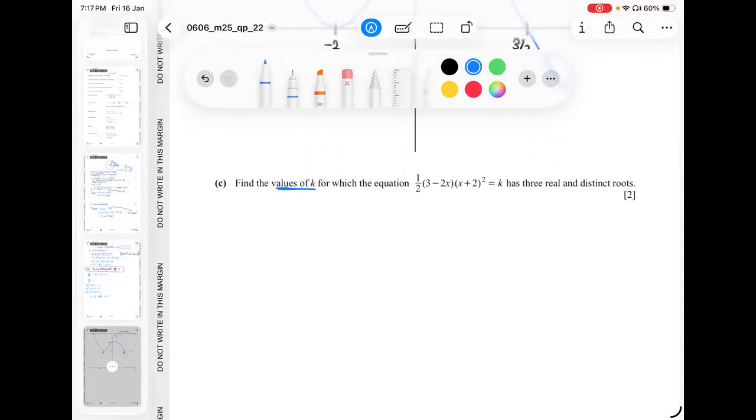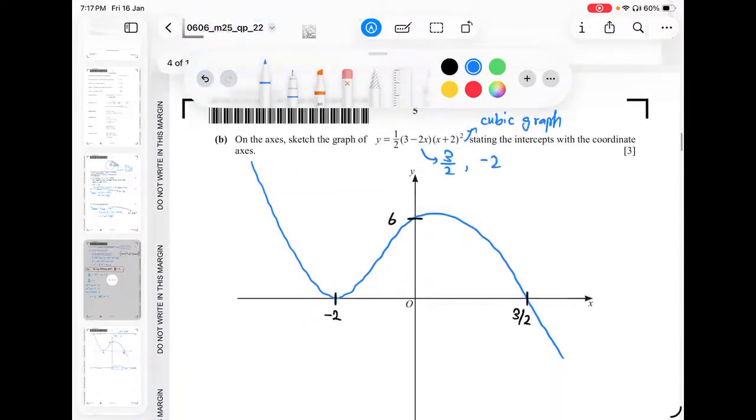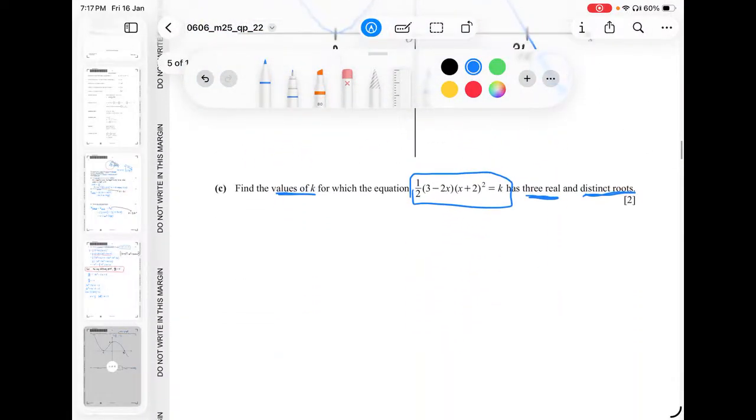Find the values of k for which the equation half times 3 minus 2x times x plus 2 squared equals k has 3 real and distinct roots. So basically what they're asking is to find 3 real and distinct roots for this equation. So let's just do that. How do you know that it has 3 real and distinct roots?